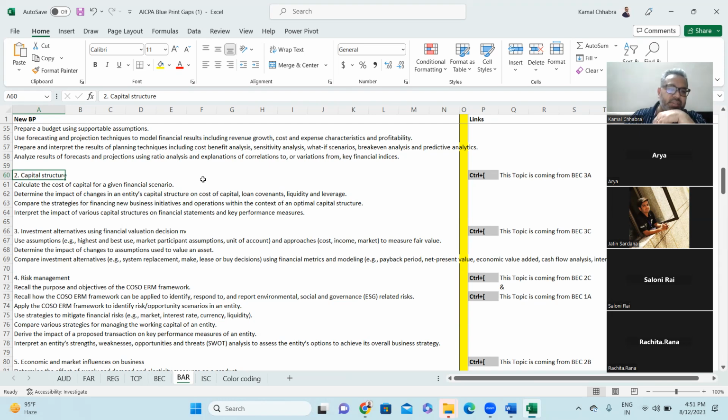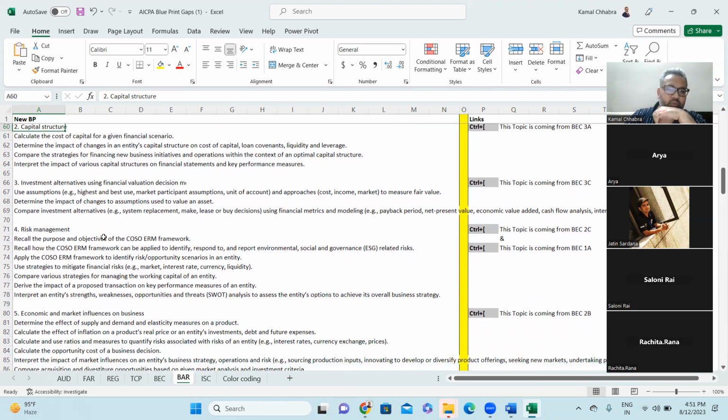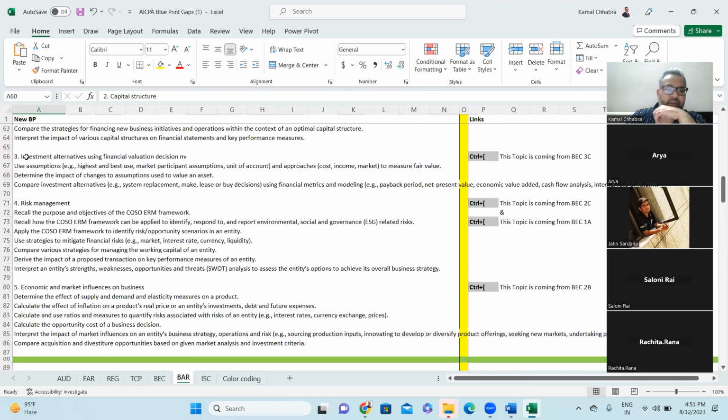The next topic is investment alternative using financial valuation decision models. I am not sure you have heard this term, investment alternative. Have you heard this term before?